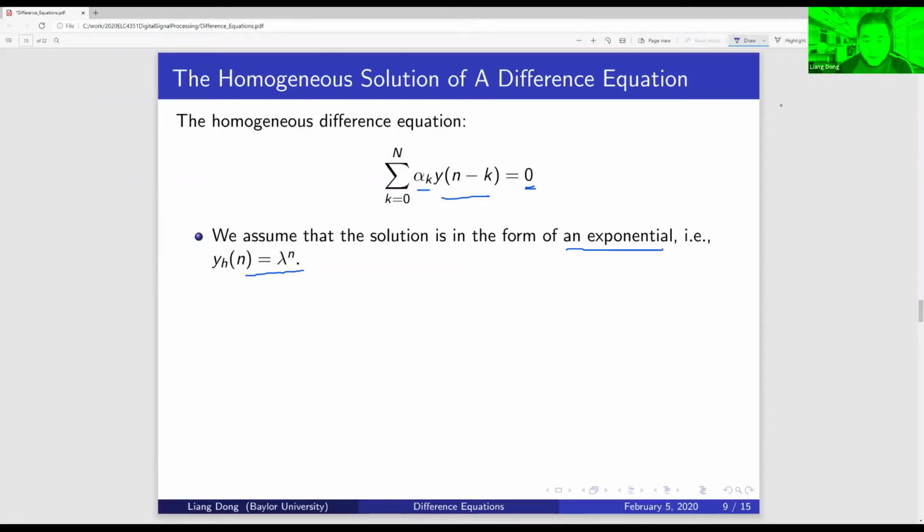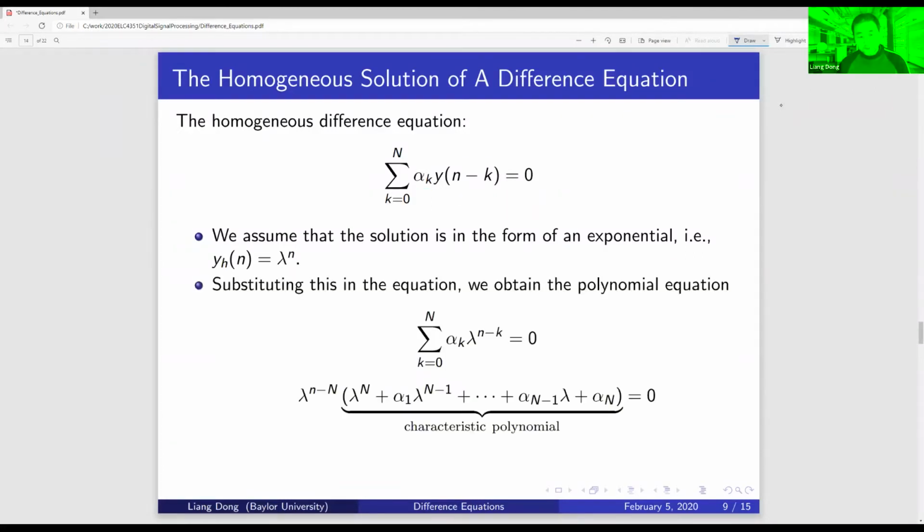So if this is the solution to the homogeneous equation, now the problem is to solve for this constant base lambda. We want to find out what this lambda value is. Substituting this in the equation, we obtain the polynomial equation. So y equal to lambda to the power n. Substitute. We find out this is the polynomial equation.